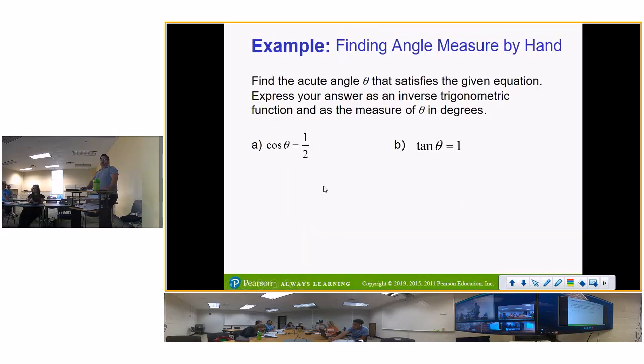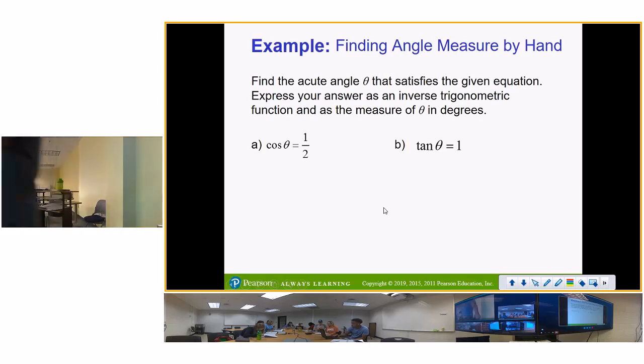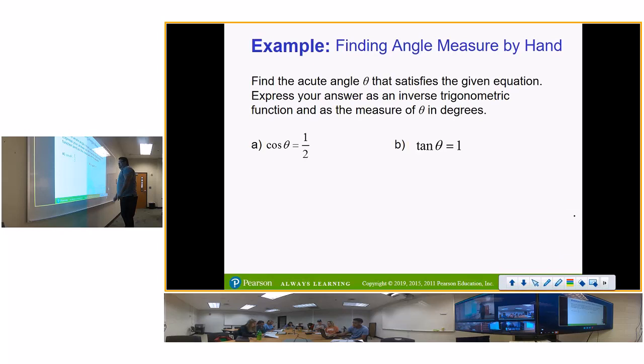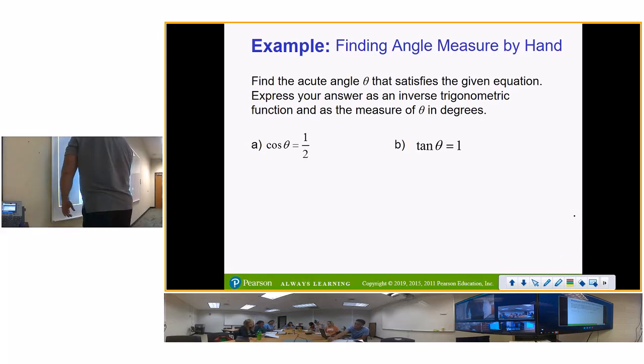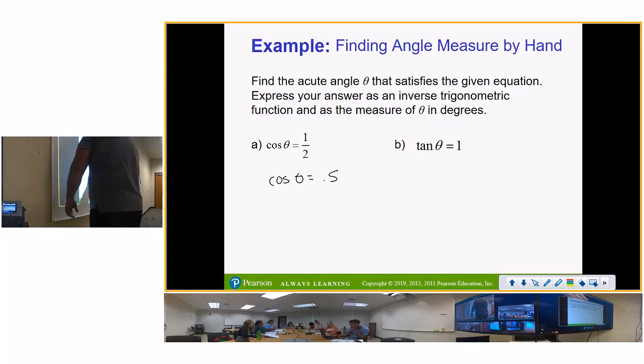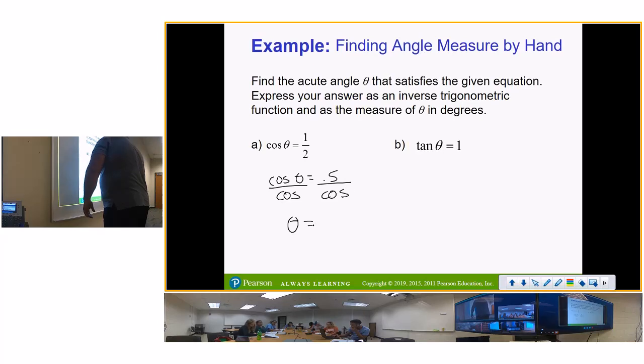Okay, here's one right here. Here we're finding the angle. How do you find the angle? Well, you get the variable by itself. What's the variable? Theta. So get theta by itself. How do you do that, Hebert? Well, divide by cosine. So 1 divided by 2 is 0.5. So the cosine of theta is equal to 0.5. Theta is equal to, bring this upstairs, that becomes inverse cosine of 0.5.